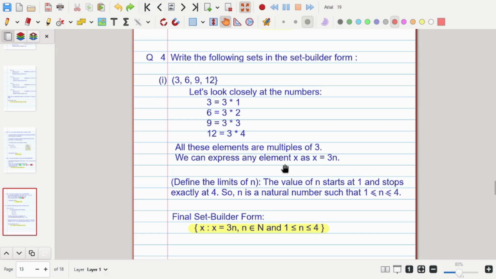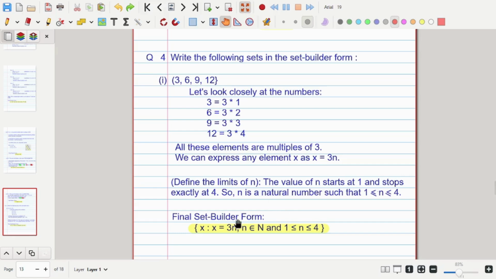We can express any element x as x is equal to 3n. So this is our x. 3, 6, 9, 12 are the x, and 3n. n means 1, 2, 3, 4. The value of n starts from 1 and stops exactly at 4. So these 1, 2, 3, 4 are natural numbers such that n is greater than or equal to 1 and n is less than or equal to 4.